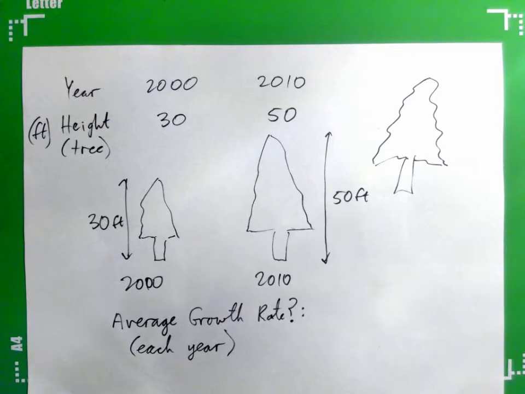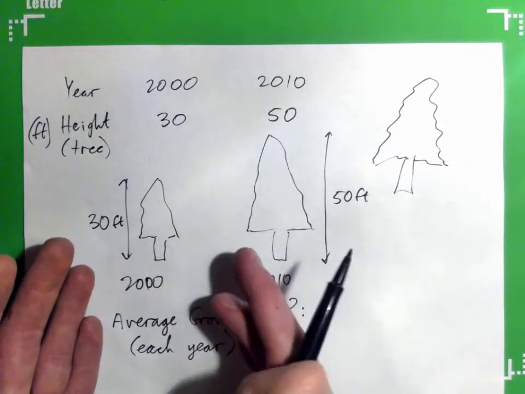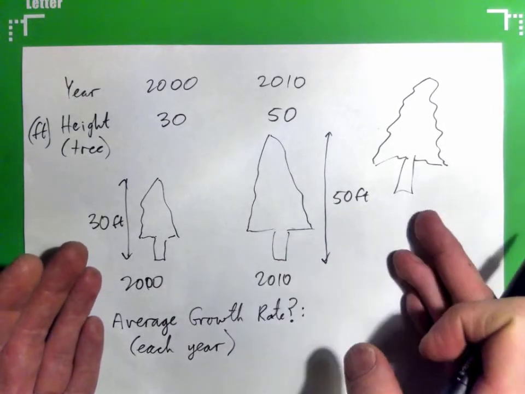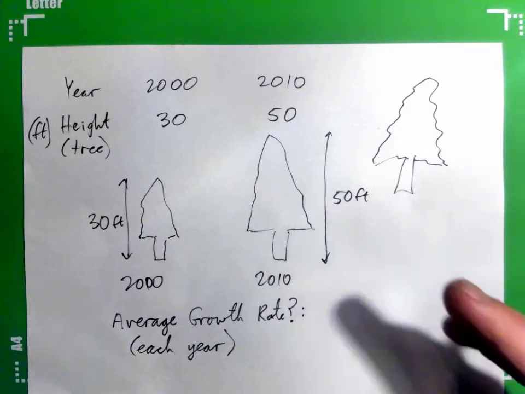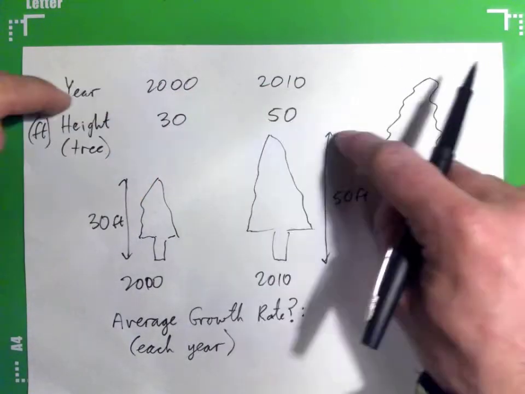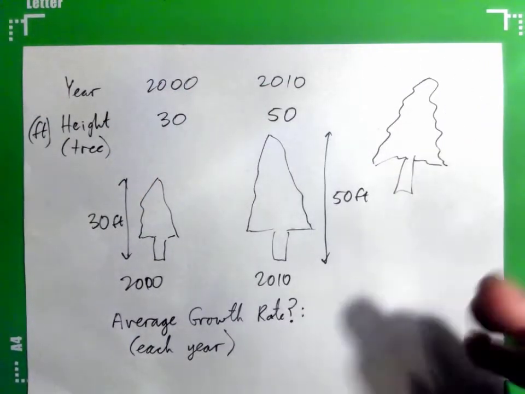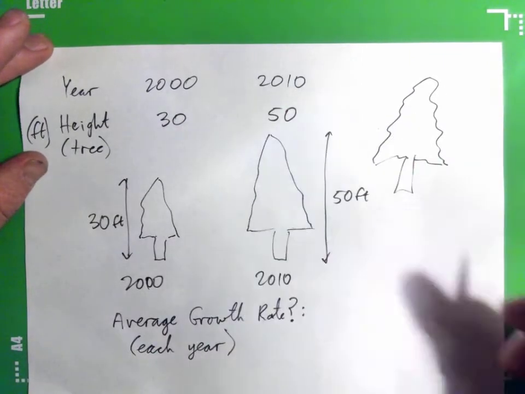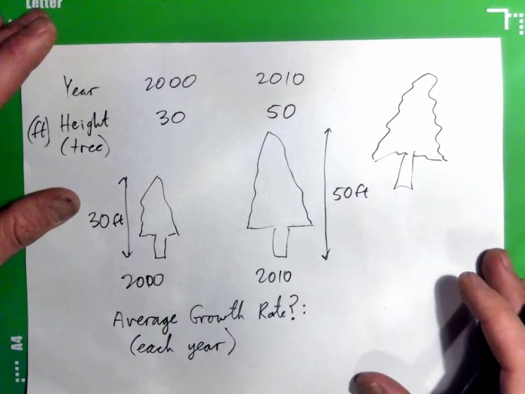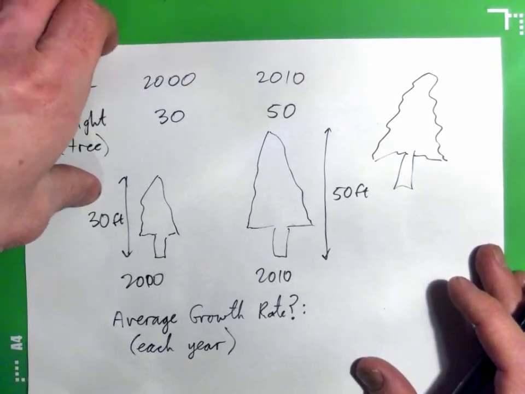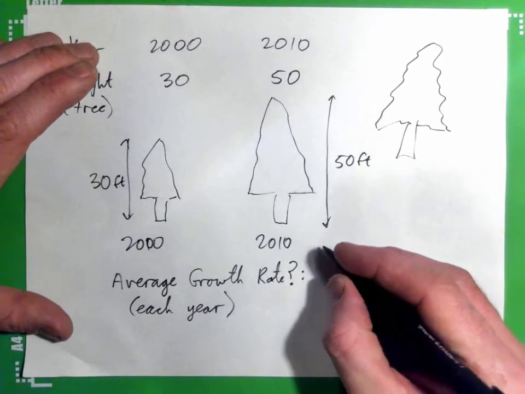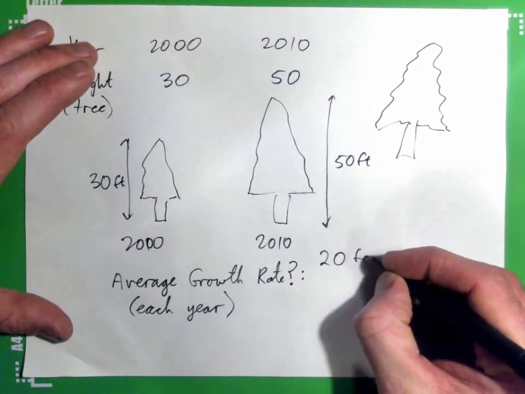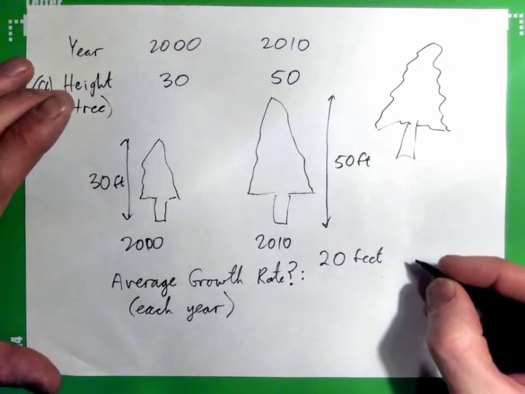Now, I don't know what the height of this tree was in 2005 or 2008 or 2006 or whatever. I don't know, but I want the average growth rates to estimate the heights of the tree between these years. Okay, so overall we have a total growth of what? Over the 10 years, the tree has grown how much? Okay, so it's grown 20 feet in how many years?